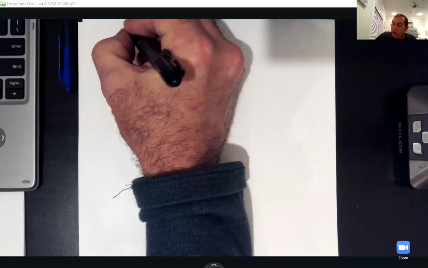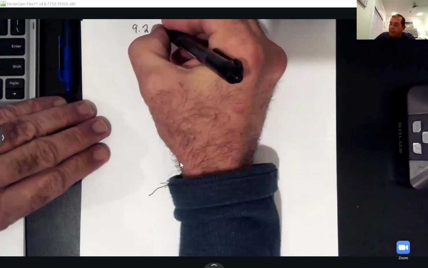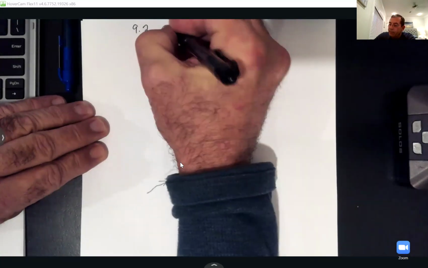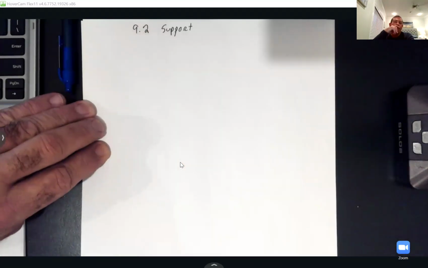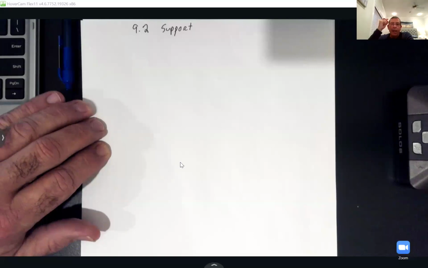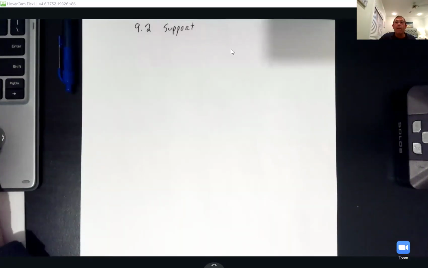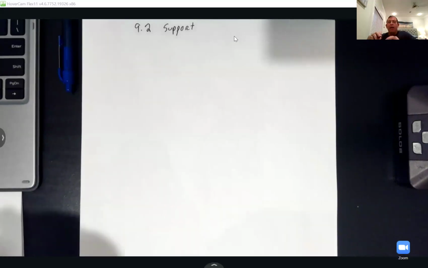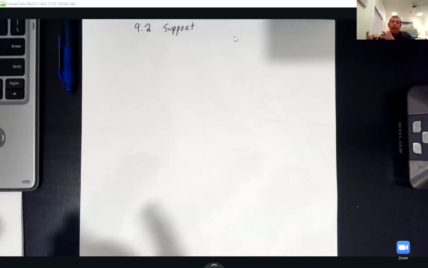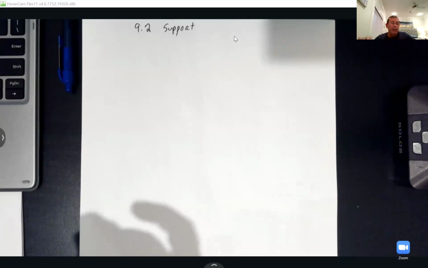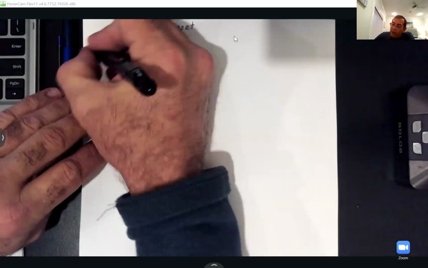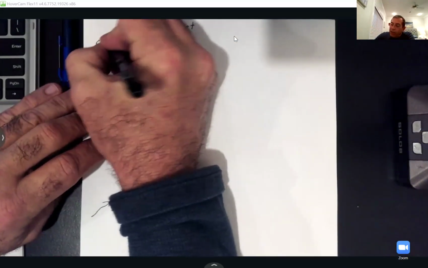All right, so like I said, we're going to start out with 9.2 support. And like I said, it's just to get us ready for the actual college algebra problems, okay? So the first one is going to be solving equations.